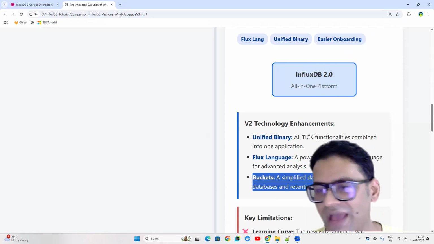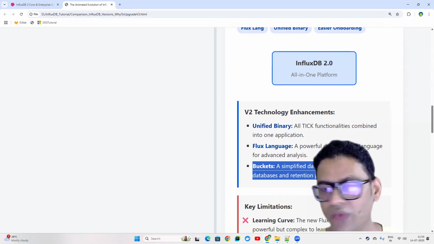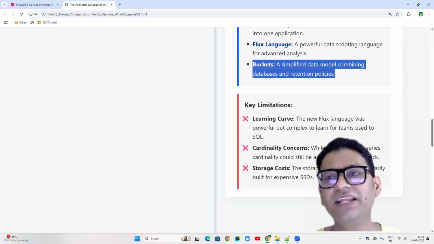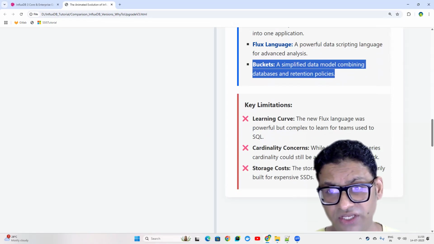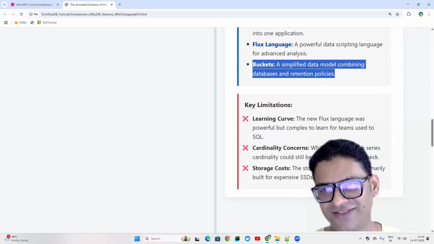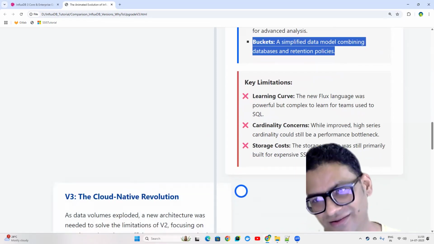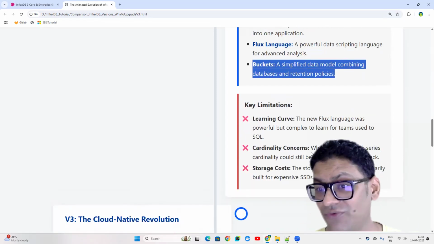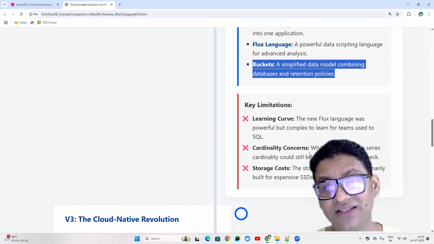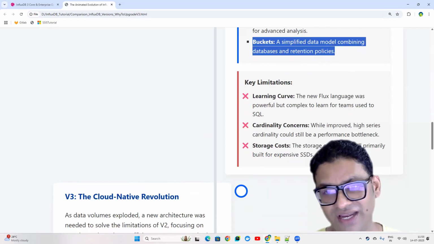Inside the buckets, you can have all kinds of entities which we want to have. Now, what was the limitation? Based on my experience and observation, learning Flux is not very easy, right? And it's another thing which you have to learn. Cardinality concern was another thing which has been there in a time series database, right?